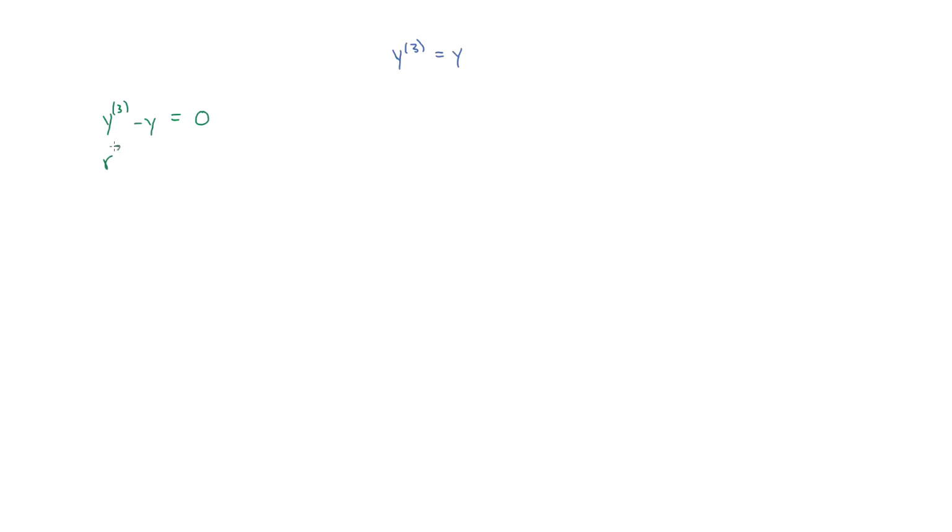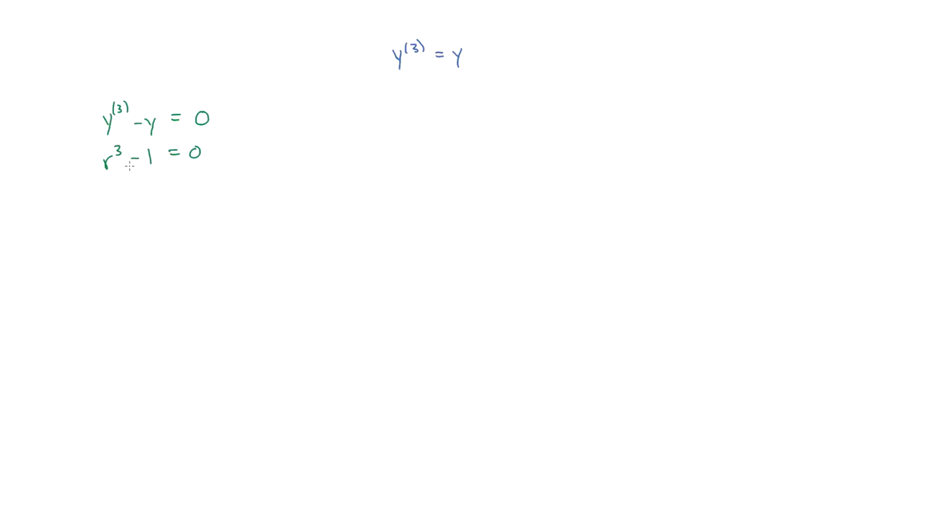So this is going to be r cubed minus 1 equals 0. The reason why it's minus 1 is because this y value has a zero order derivative, meaning it's not a derivative. Therefore, when we convert it to the characteristic equation, we simply just take the coefficient of that.